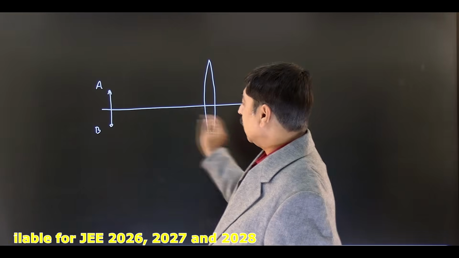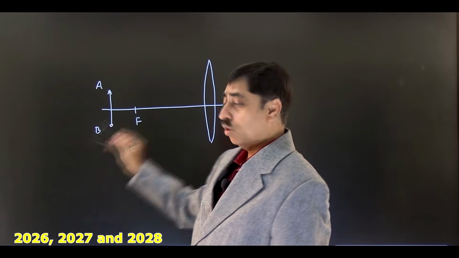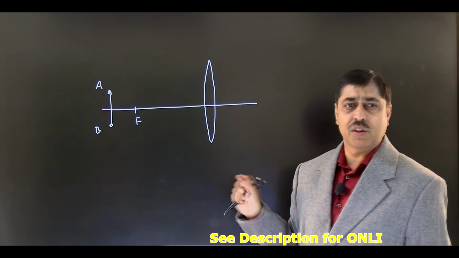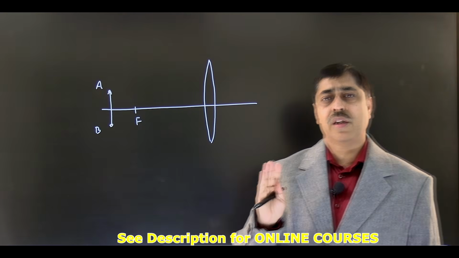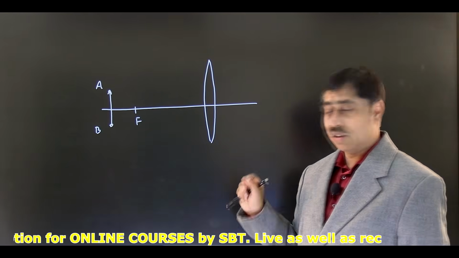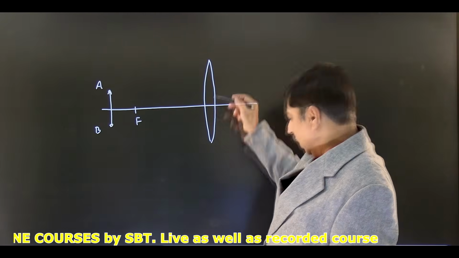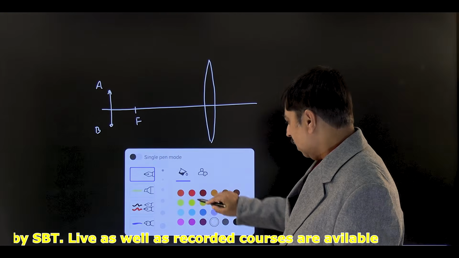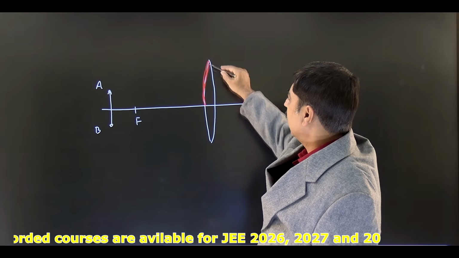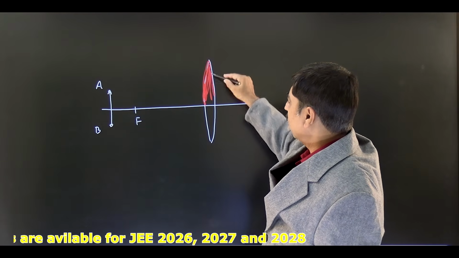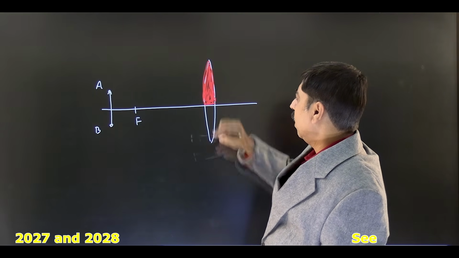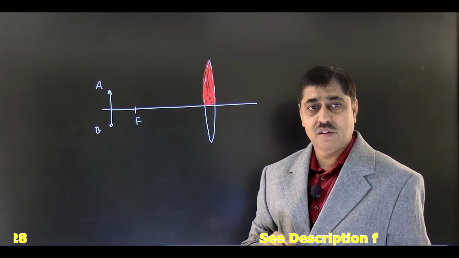Now this object has been placed beyond focus, so a real image will be cast on this side, and that's why the question says the image is taken on the screen. So a real image can only be taken on the screen. Now this part of the lens has been covered with some opaque material, so this will not allow the light to pass through it. The remaining half, the lower half of the lens, only transmits light.